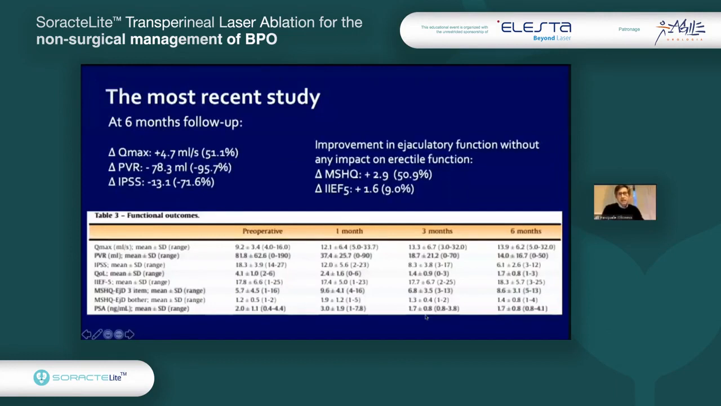At 6 months, the improvements were quite impressive. Also in this third study, the Qmax improved by 50%, post-void residual by 95%, and the IPSS improved by 71%. And there was also an improvement in ejaculatory function without any impact on erectile function.